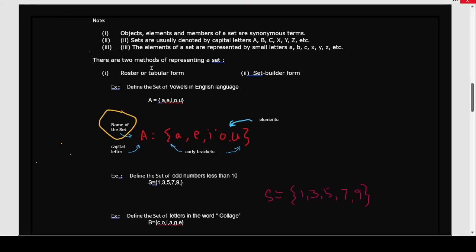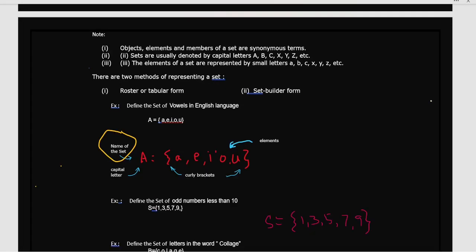There are two methods of representing a set. One is roster or tabular form. The other one is set builder form. Roster means similar to your register, student register. Either all the names are there, continuously written in the serial order. In the same manner, all the elements of the set are written in the set, separated by commas. That is the roster form.